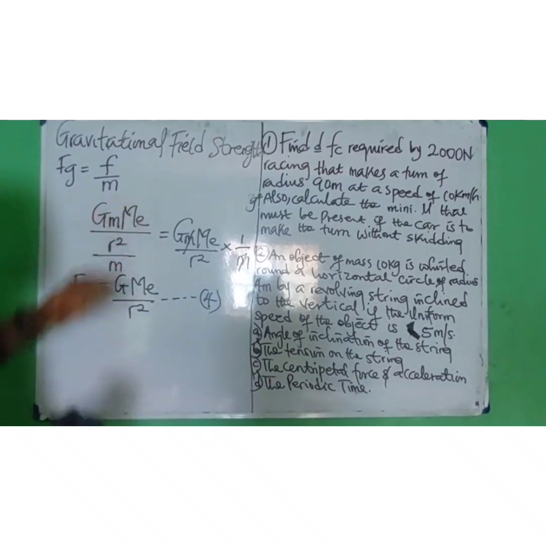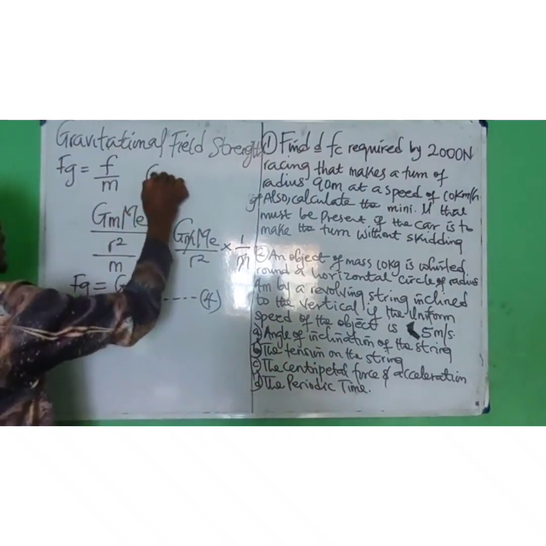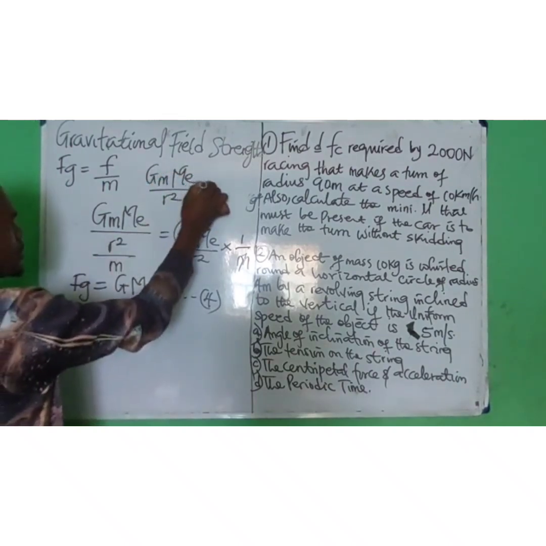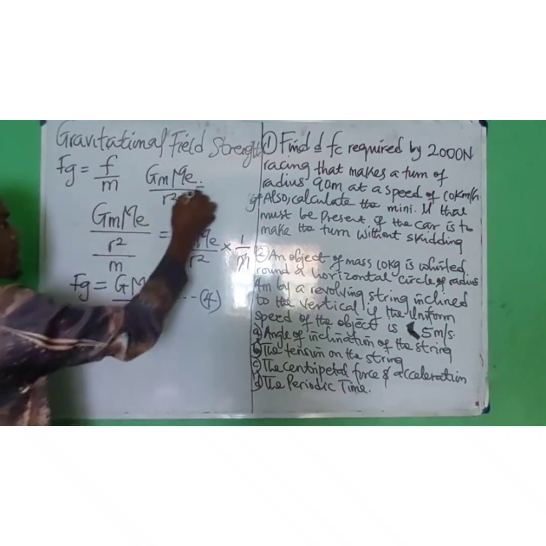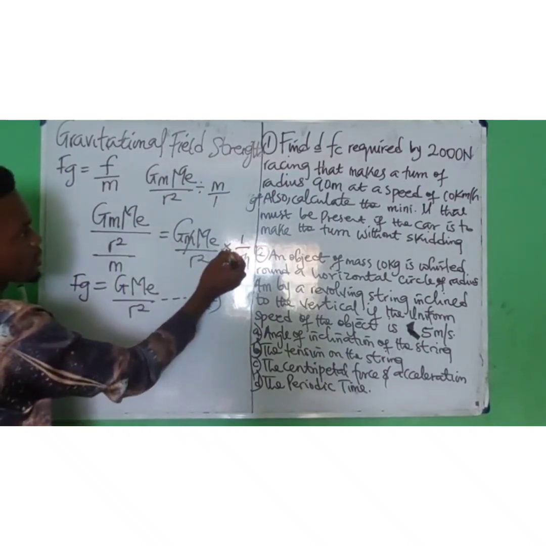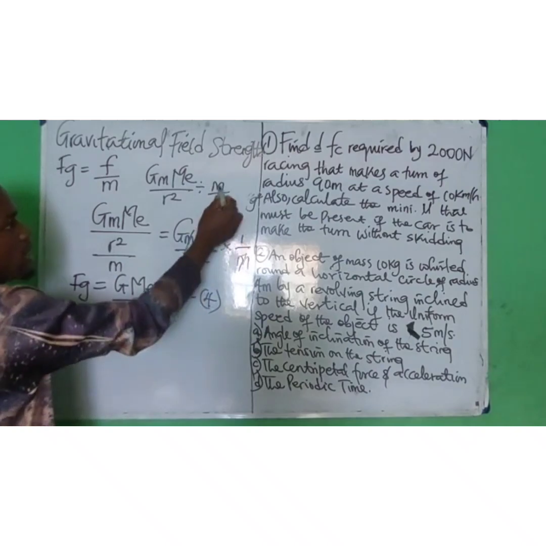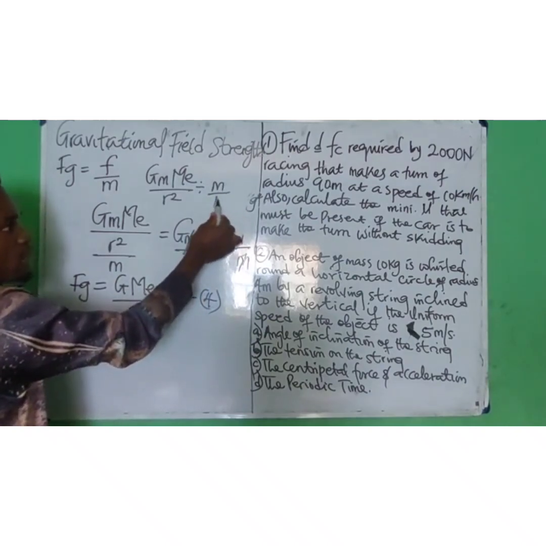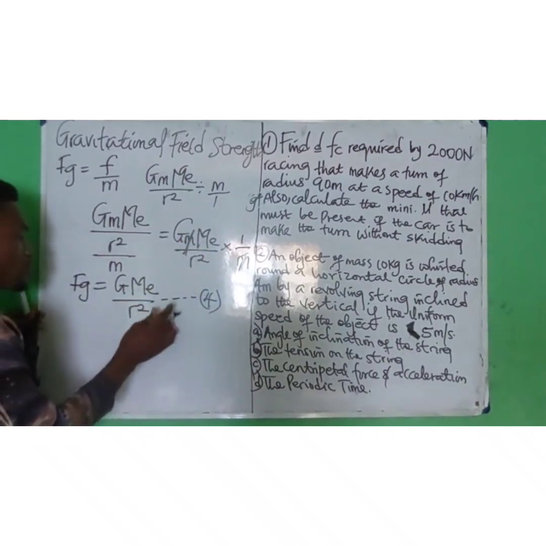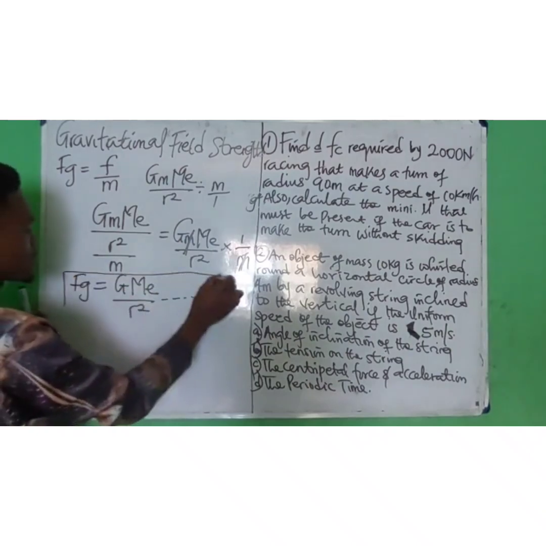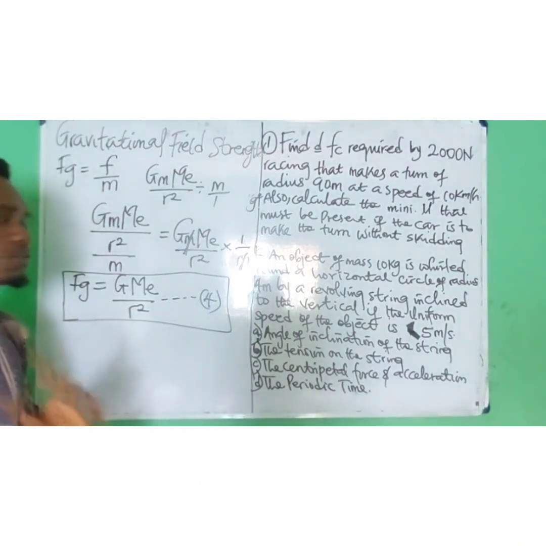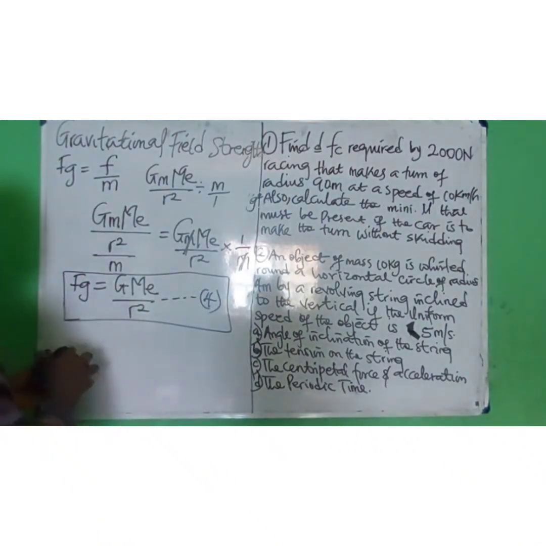If you don't understand what I did here, let me do it again. This is G M M E over R squared. You know this sign represents division, so divided by M. This M over 1. If I introduce times, that is M comes down and 1 goes up. That is what I have here. But this can go into this. I'll now be having G M E over R squared. So this expresses gravitational field intensity or strength. Is it clear enough? So the next one is satellite motion.